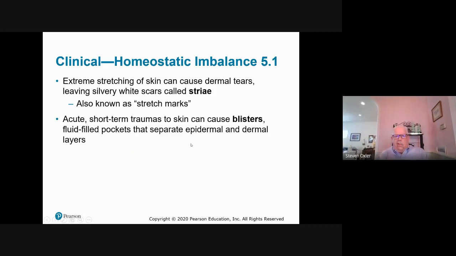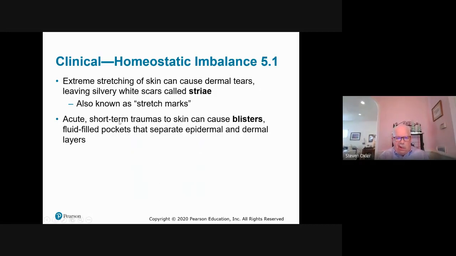You can stretch your skin. You know, if you weigh 300 pounds and you decide to lose weight and you lose 100 pounds, you're going to be left with stretch marks. And those stretch marks in medicine are called stria. So extreme stretching of the skin can cause dermal tears and leave you with stretch marks. And that's a chronic situation.